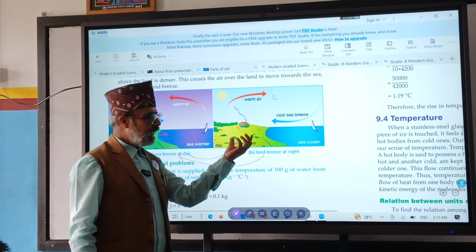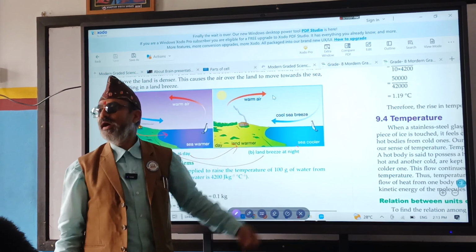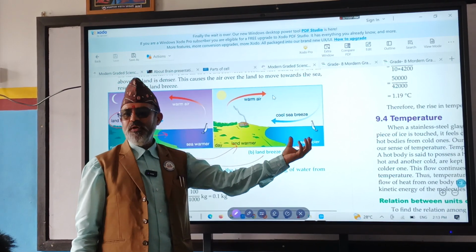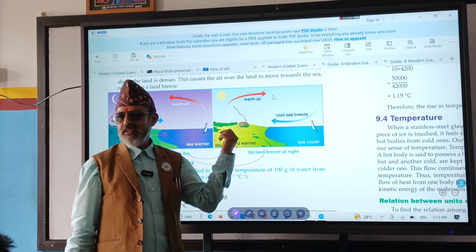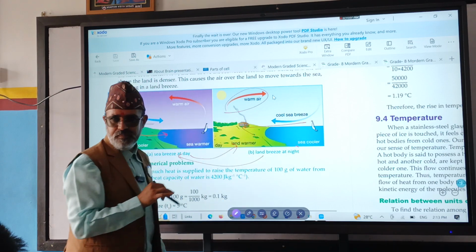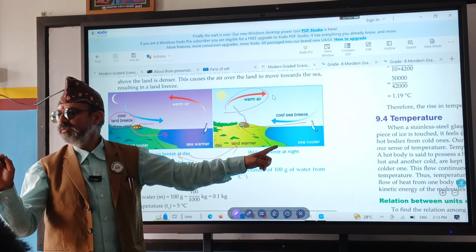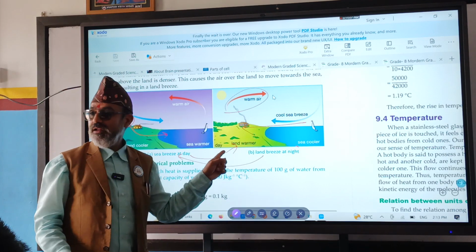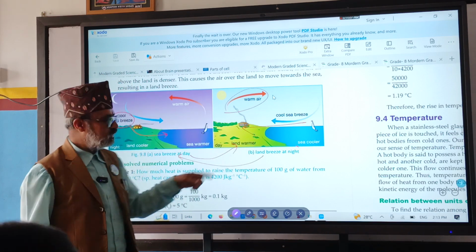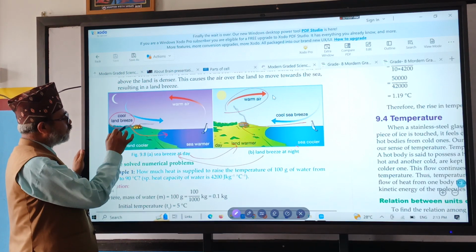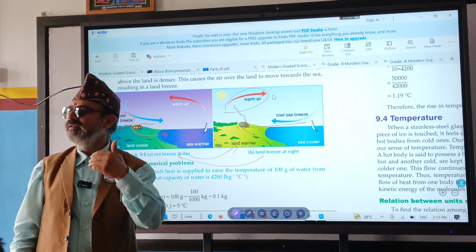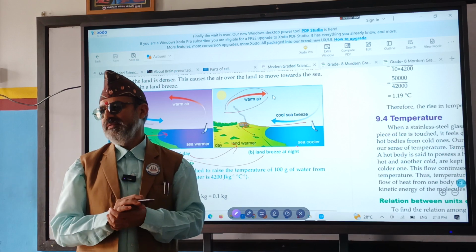During daytime, land is warmer and the water body is colder. Why? The specific heat capacity of land is very less. The specific heat capacity of water is more, so it can absorb more heat and its temperature does not increase. But the land's temperature increases fast. So hot air rises up and cold air moves from sea to land. Cold air moves from sea to land during the day. What is it called? Sea breeze. And during night time, cold air blows from land to sea. What is it called? Land breeze. Sea to land, sea breeze. Land to sea, land breeze.